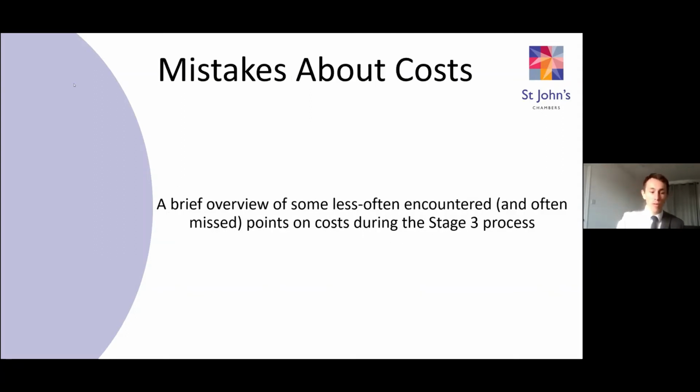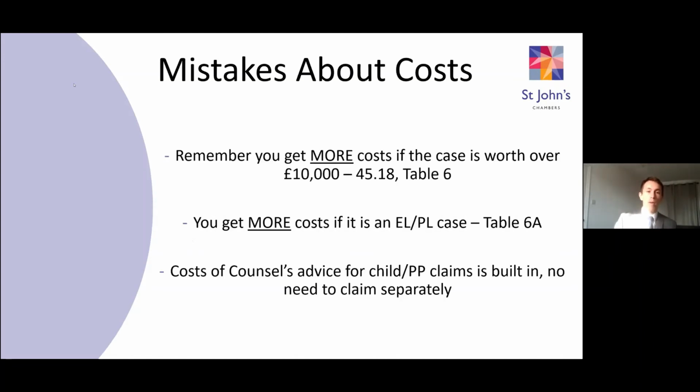Now, a very brief overview, and I will make this brief because I'm conscious of time. Some costs points during the stage 3 process that are often missed or overlooked or misunderstood. Firstly, remember that you get more costs if the case is worth over £10,000. That is on the RTA protocol. All too often, we see schedules of costs or whatever just going into robot mode and repeating the same fixed costs as for under £10,000. But remember, you get more.